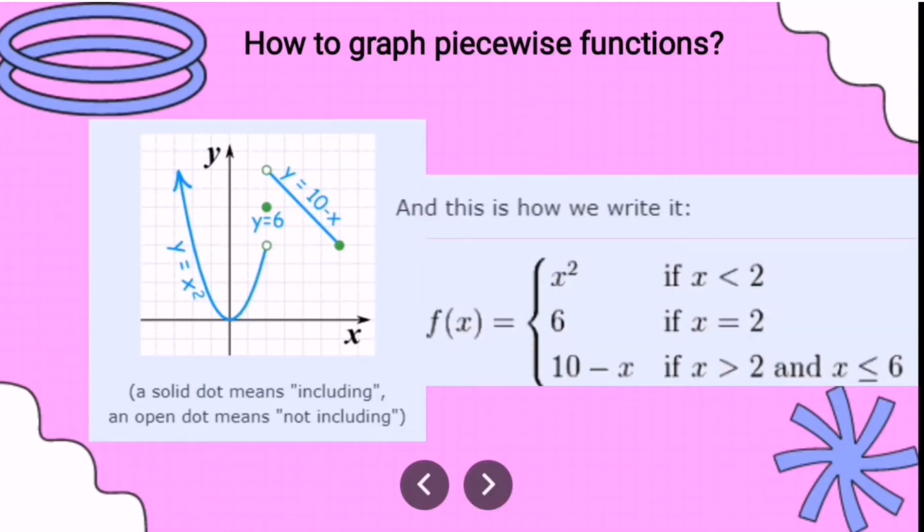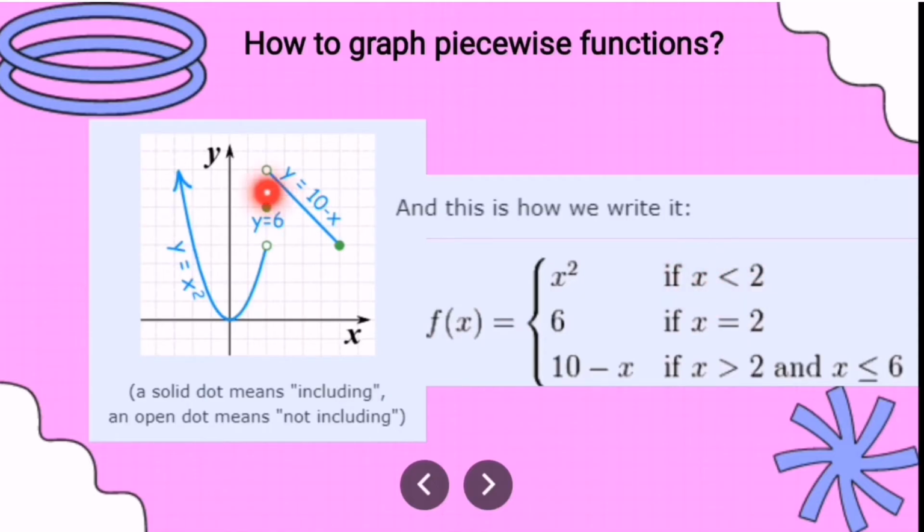And this is how we write it. F of x with a curly bracket. And then let us write this first graph. As you can see, we have here y equals x squared. And this is written as x squared if x is less than positive 2. It is an open dot, which means it is not included. So we will use less than.